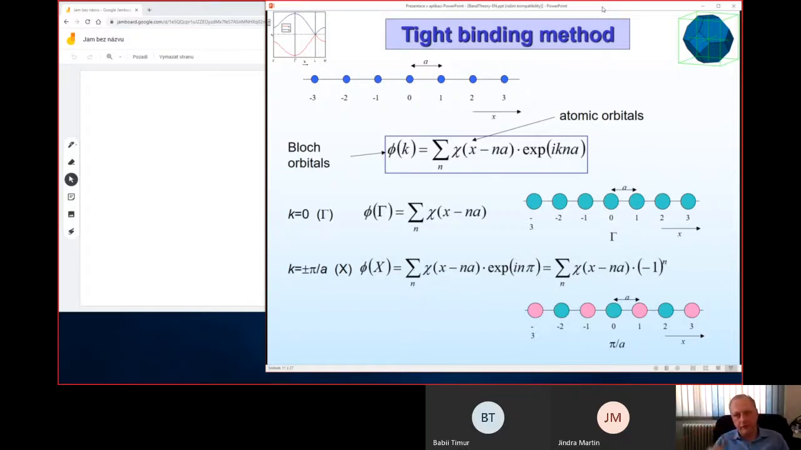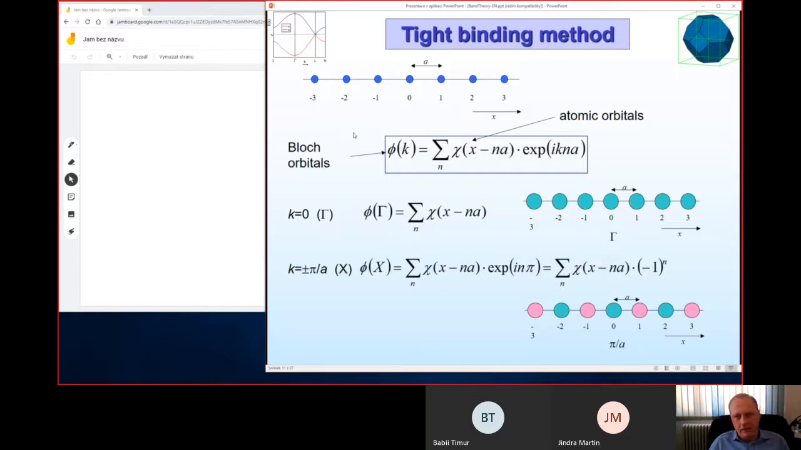Today I would continue with the tight binding method, which describes the electronic states in periodic solids. And indeed, we would start with the simplest examples, like a linear chain of one type of orbitals with a given symmetry, like s orbitals or later on p orbitals, which can be oriented either parallel or perpendicular to the axis of this linear chain.